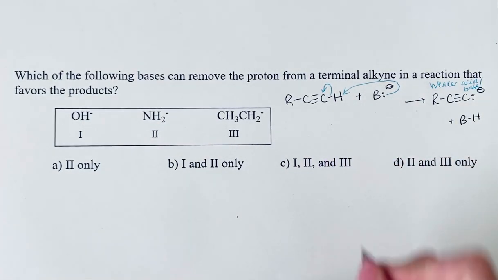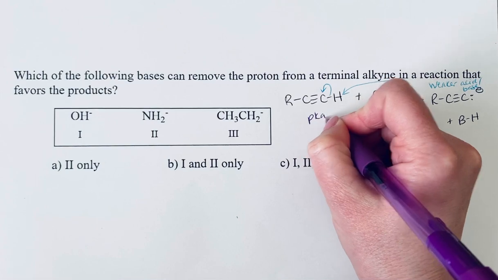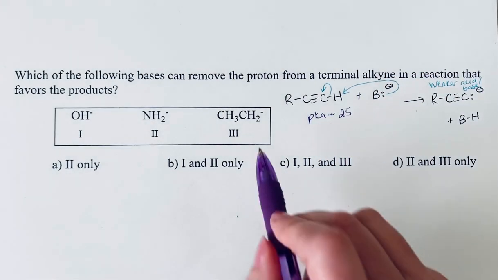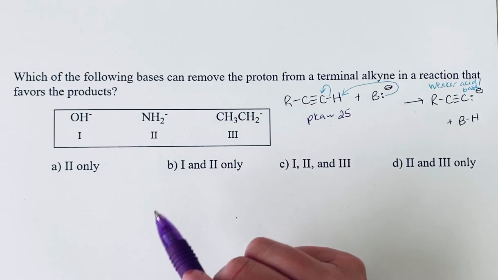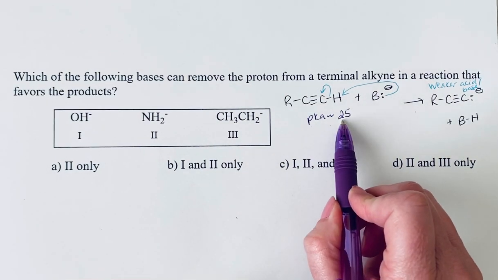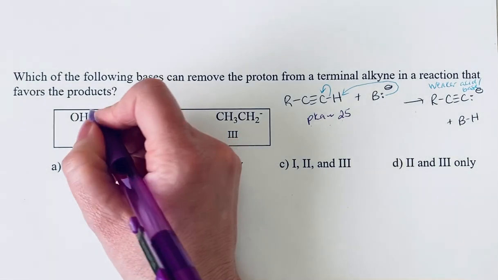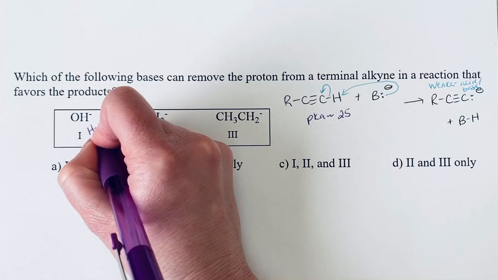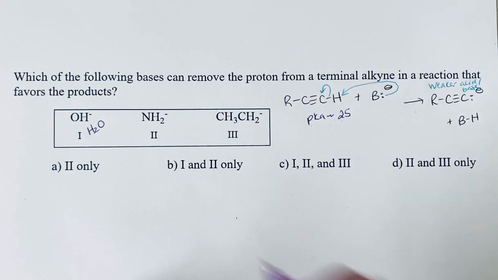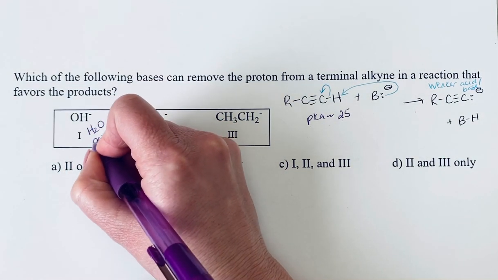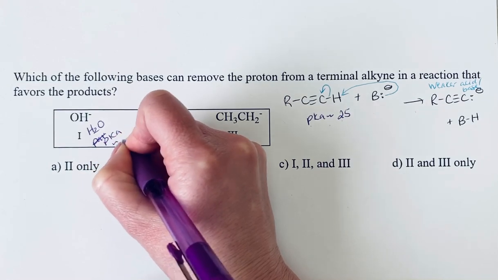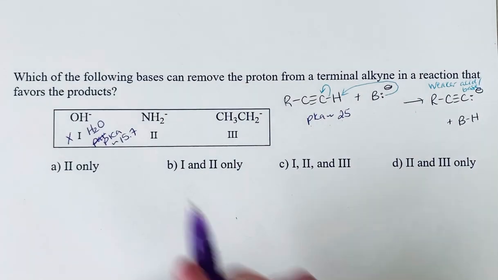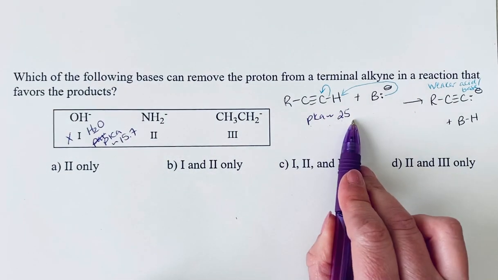Terminal alkynes have a pKa value of approximately 25. So that means we want bases whose conjugate acids have pKa's greater than 25. So if we look at our bases here, one is hydroxide. The conjugate acid of hydroxide is water, which has a pKa value of 15.7. So that would not work. It would need to be greater than 25.